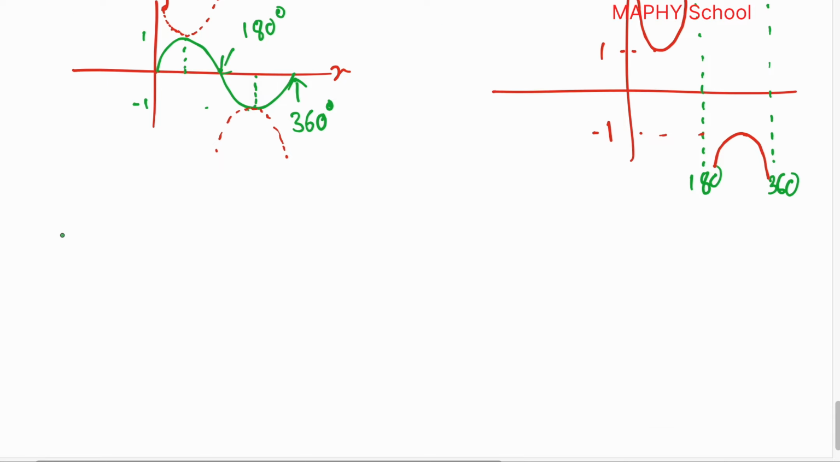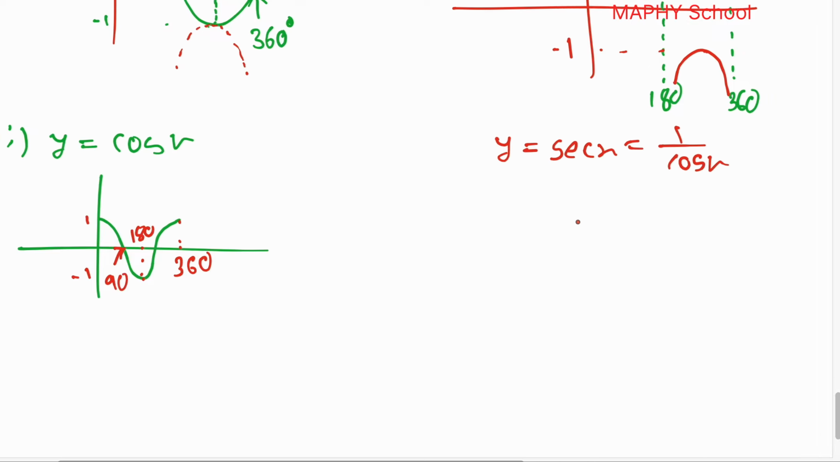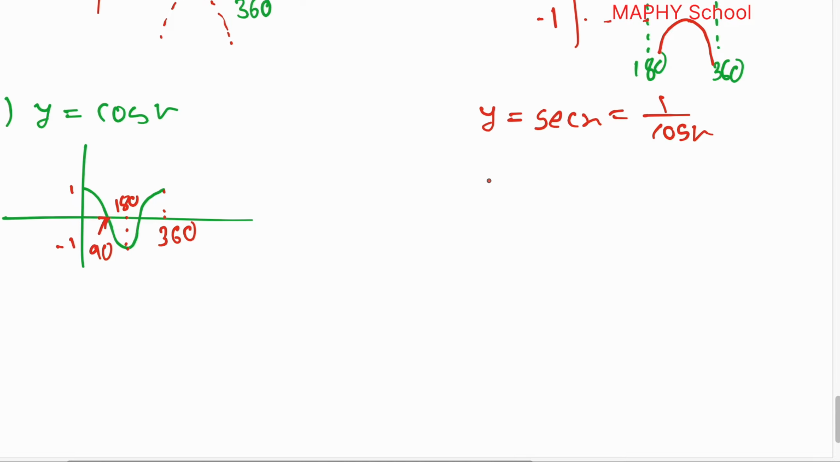Then we go for y equals cos x. We all know the shape of cos x is something like this. So this would be 1, this is minus 1, this is 180 degrees, this is 360, and this is 90. Then from this we get y equals sec x, meaning 1 by cos x. How to draw sec x? Similar rule to y equals cosec x.